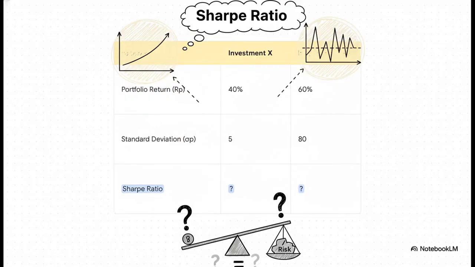Now, let's add a crucial piece of information. To get that 60% return, investment Y was 16 times more volatile than investment X. Its journey was this gut-wrenching roller coaster of massive swings, while investment X was a much, much smoother ride. So which one is really better? All of a sudden, the answer isn't so clear, is it? And this is the exact dilemma the Sharpe ratio was invented to solve.